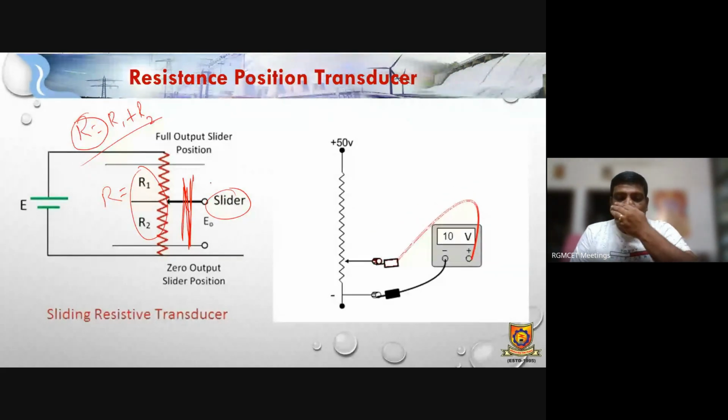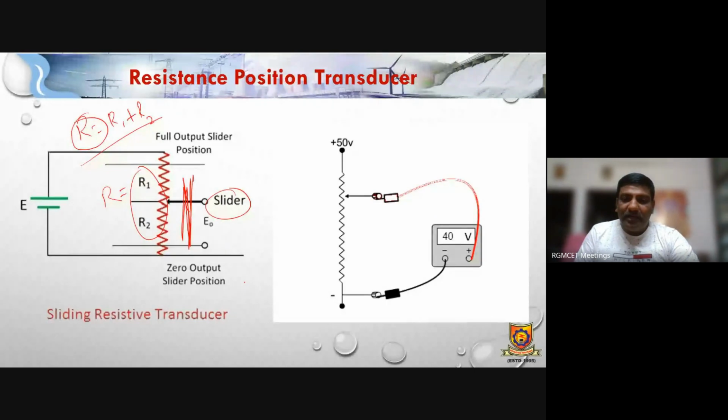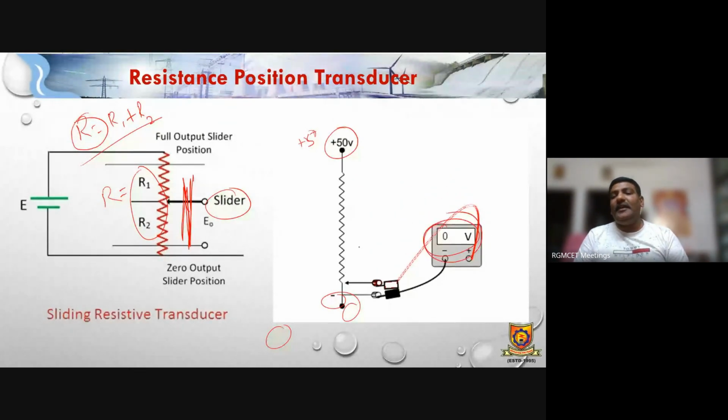The same we can observe in terms of voltage also. We can observe it in terms of resistance, or in terms of voltage. The bottom terminal is at 0 volts and the positive terminal is at plus 50 volts. Whenever you keep moving towards the top, automatically the maximum voltage can be obtained, and it can be displayed on the voltmeter or multimeter, right?